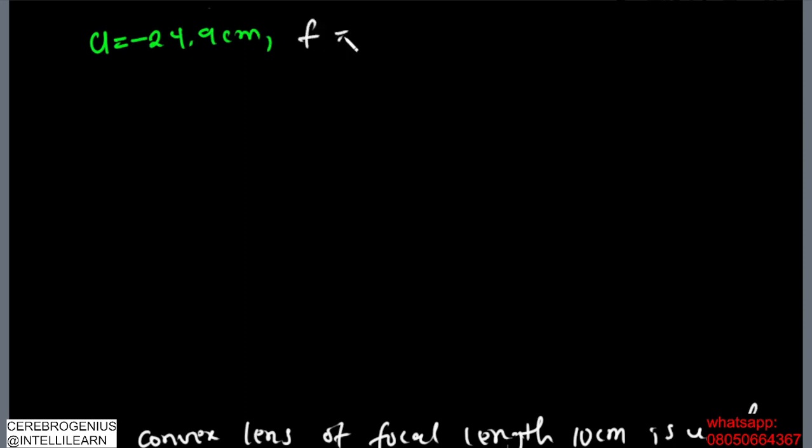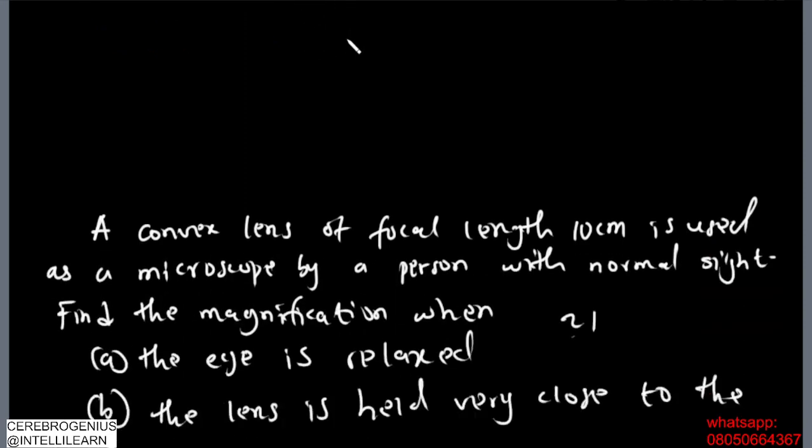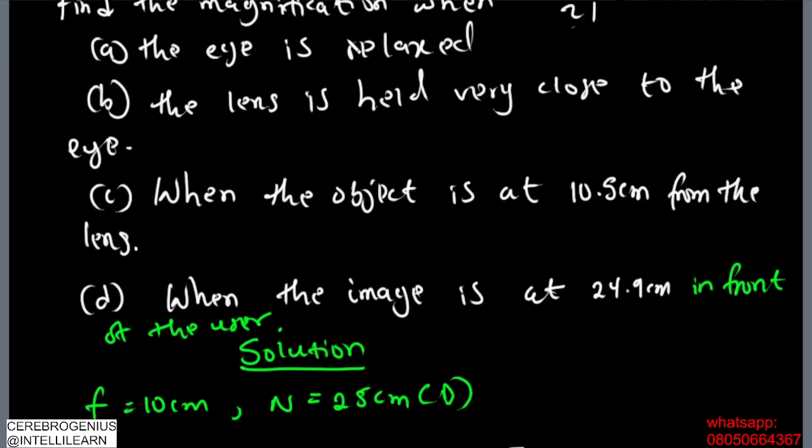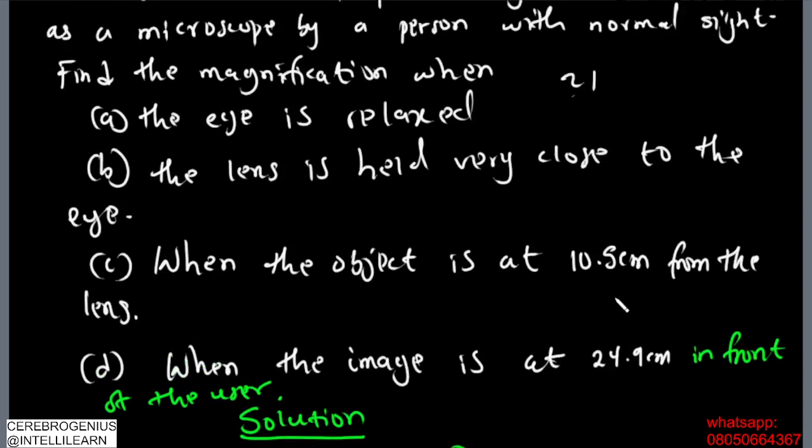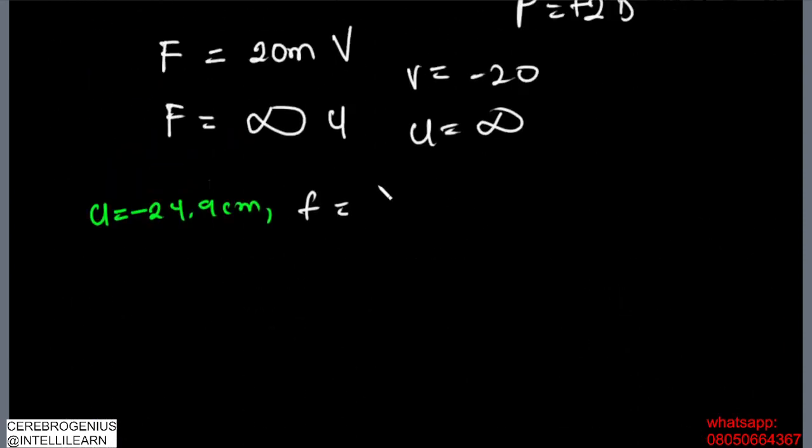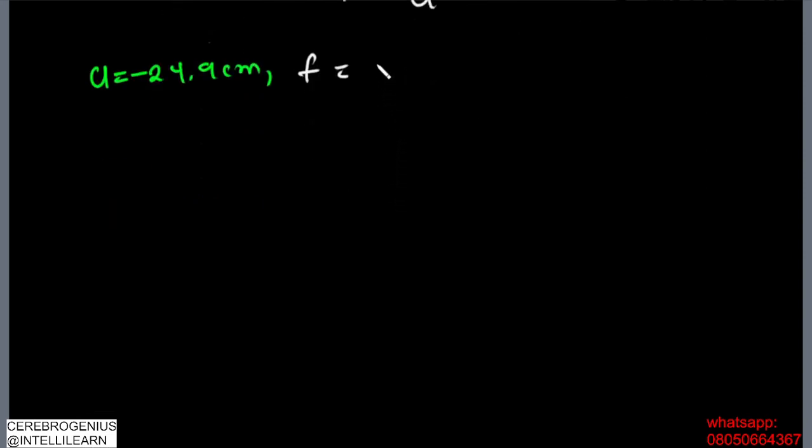Now we know that the focal length is 10 centimeters, right? So F is equal to 10 centimeters. So you are looking for V. Sorry, this is supposed to be V, right? This is the image. So we are looking for U.